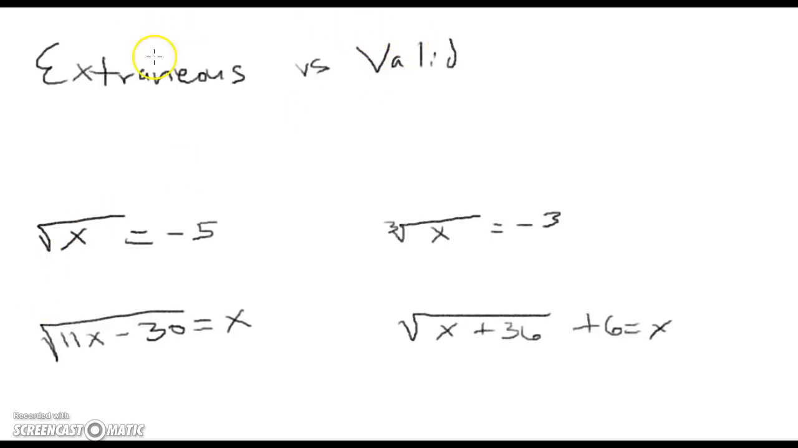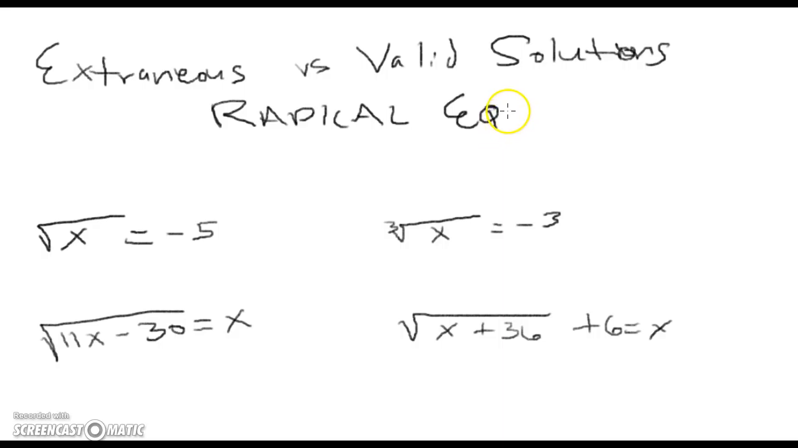Today we'll talk about extraneous versus valid solutions for radical equations. So again, we're using radical equations, and all we want to know is, are the solutions extraneous, valid, or some of both? So here we go. The square root of x equals -5.